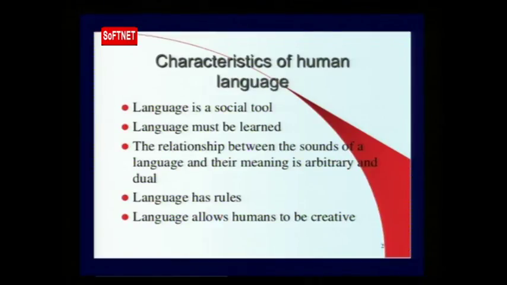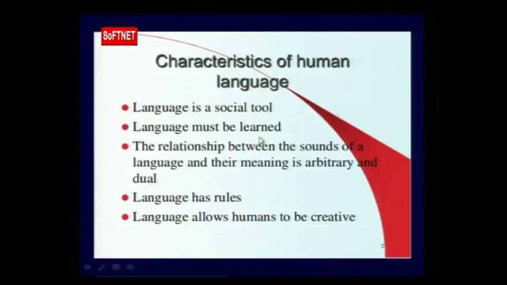The first one is language is a social tool. Now what do you mean by social tool? We live in a society, human beings live in a society, so therefore it is a social tool. We use language to express our feelings, desires, emotions to the society. So therefore we say that language is a social tool.